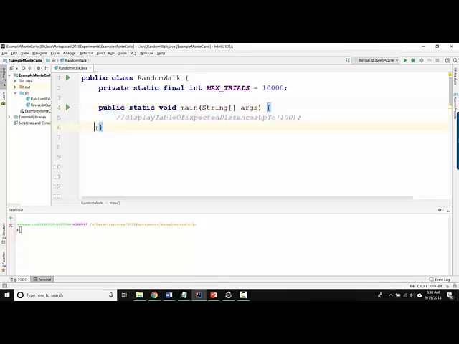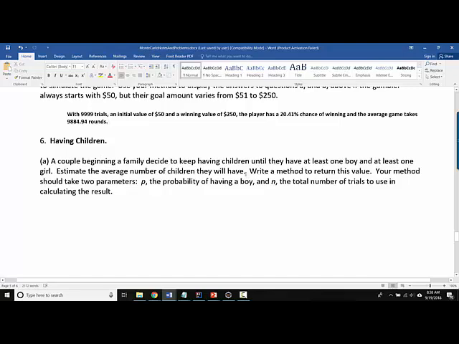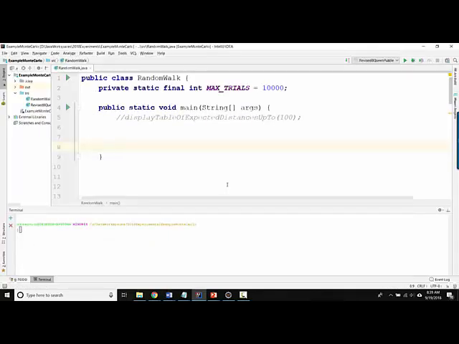Oops. So wait, what's a good name for my method? What do I want to know? Average number of children. Okay, so if it's an average, I'll have it be a double. So average, or expected children until both sexes.